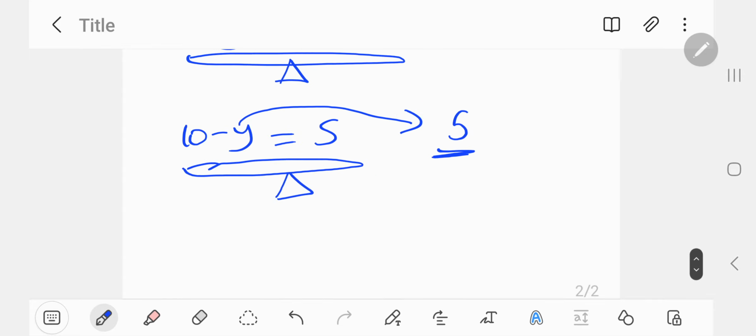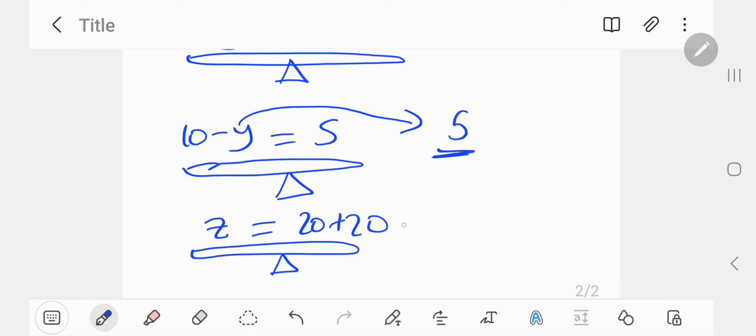Let's keep going. Let's do another one. Suppose I've got z on the left-hand side is equal to 20 plus 20 on the right-hand side. 20 plus 20 is 40. The right-hand side is 40, so therefore z, the left-hand side, has to be 40.